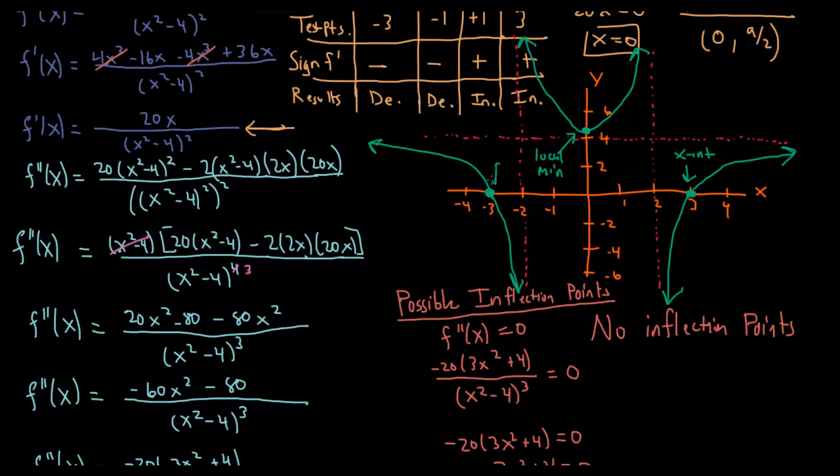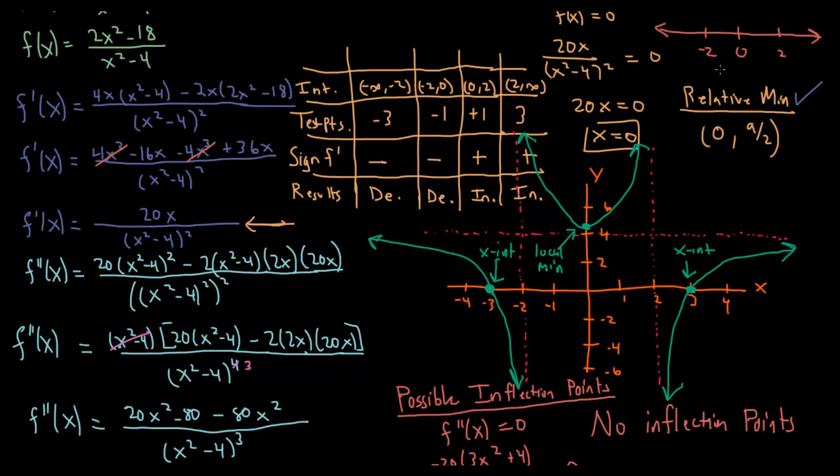We have our extrema. We only have one. It's a local minimum. We have our asymptotes. And there we go. Our y-intercept was also our local minimum. And that's your complete graph. Again, rational functions are kind of tedious because of the derivatives. We had to spend so much time finding the derivatives.